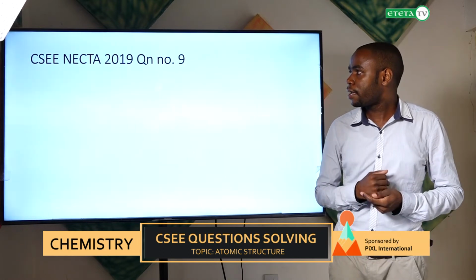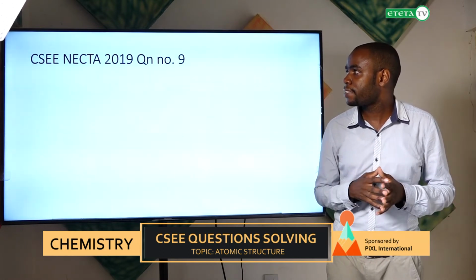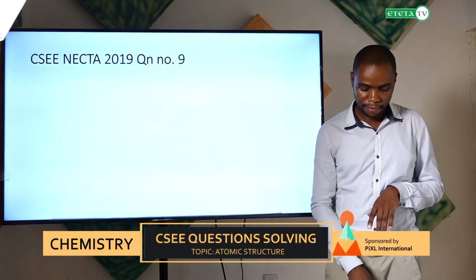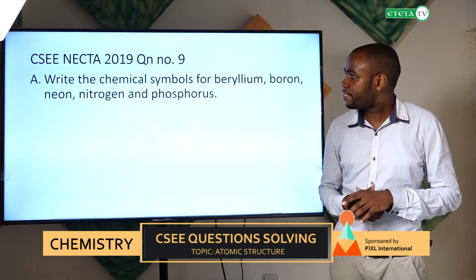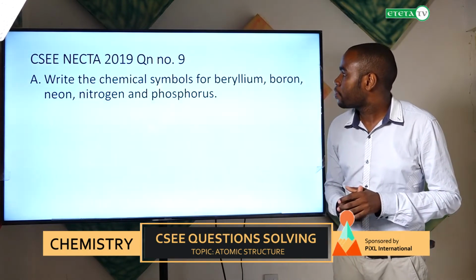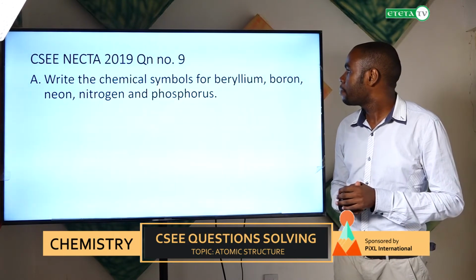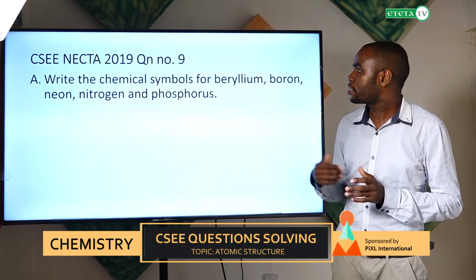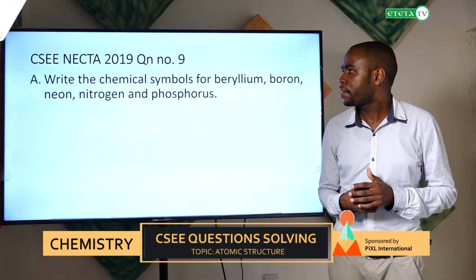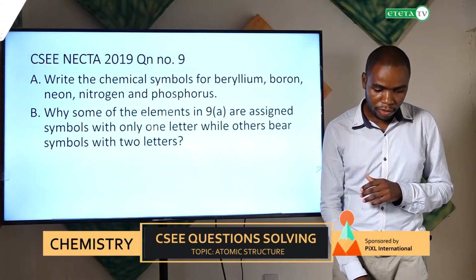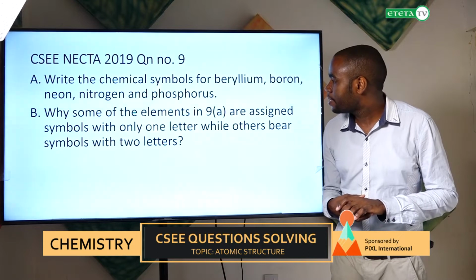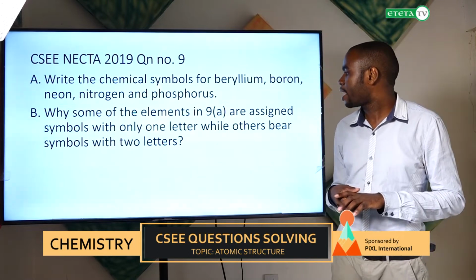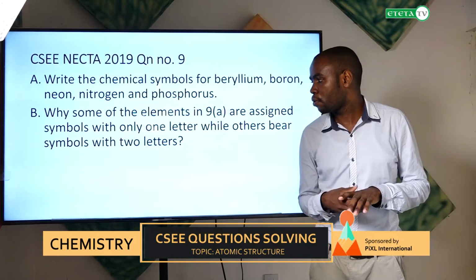Another question is from the past paper of CSEE NECTA 2019, question number 9. Question 9A says, write the chemical symbol for beryllium, boron, neon, nitrogen, and phosphorus. Also 9B says, why are some of the elements in 9A assigned a symbol with only 1 letter, while others bear a symbol with 2 letters.